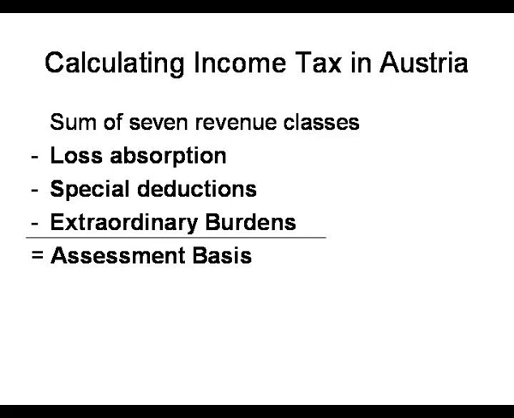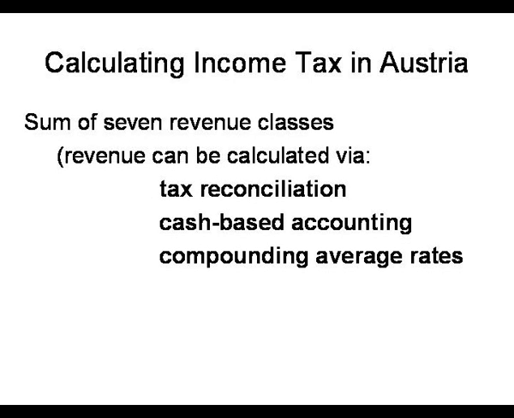And once we've deducted the loss absorptions, the special deductions, and the extraordinary burdens from our revenues, we're left with the assessment basis. Das ist die Bemessungsgrundlage, and that is the basis from which the income tax is calculated. Now, when calculating these revenues, we're given 3 possibilities in Austria, depending on whether somebody is a farmer or a poet or a free professional or a company, etc.